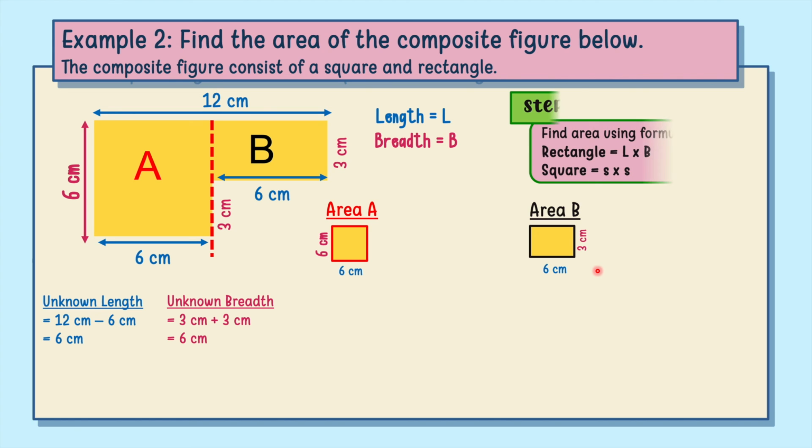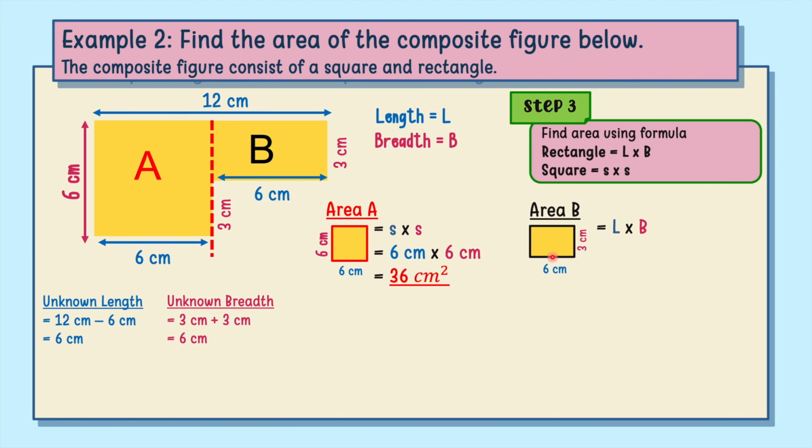So next step, step number 3, find area using formula. For a rectangle, it is length times breadth. Square is side times side. Remember, area A is a square, so we use the formula for a square, which is side times side. So side is 6 centimeter times 6 centimeter is equal to 36 centimeter square. Area B is length times breadth. Since it is a rectangle, the length is 6 centimeter, breadth is 3 centimeter. So the answer is 18 centimeter square.